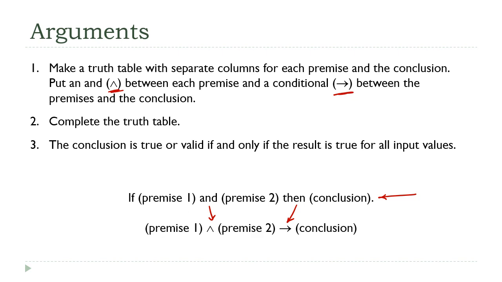Step number two, complete the truth table. Step number three is come to our final conclusion. If we have all T's, if the big compound statement is a tautology, the argument is valid. Otherwise, it isn't. We don't have to go all the way to being a contradiction to be invalid. All it takes is one row that comes out to false, and we have an invalid argument.